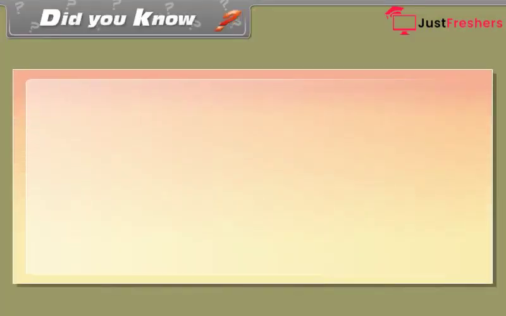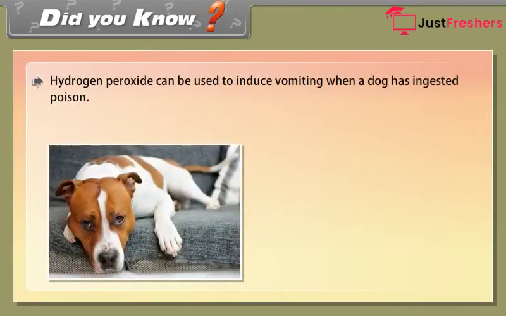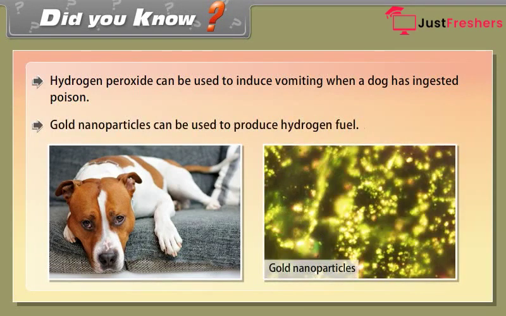Did you know? Hydrogen peroxide can be used to induce vomiting when a dog has ingested poison. Gold nanoparticles can be used to produce hydrogen fuel.